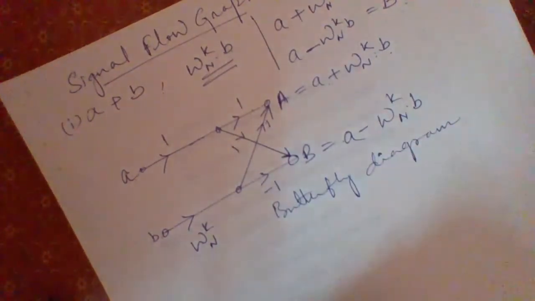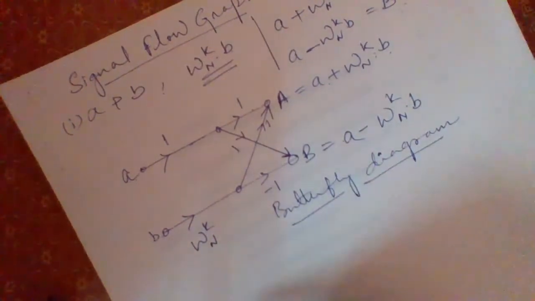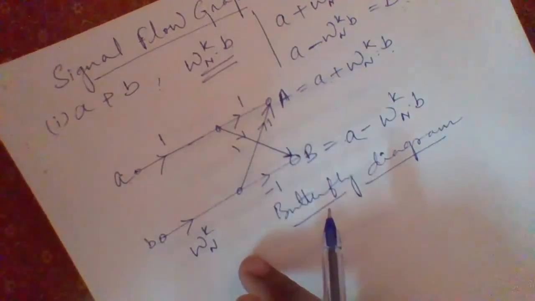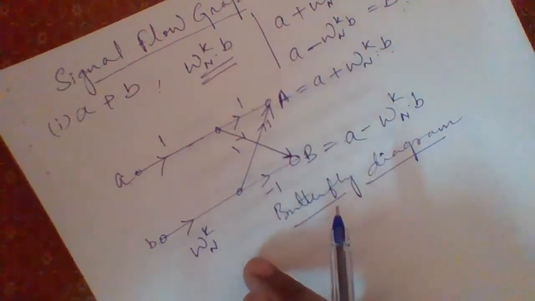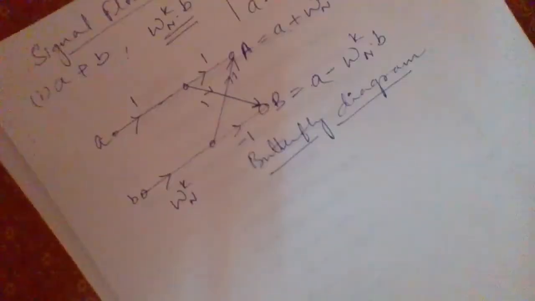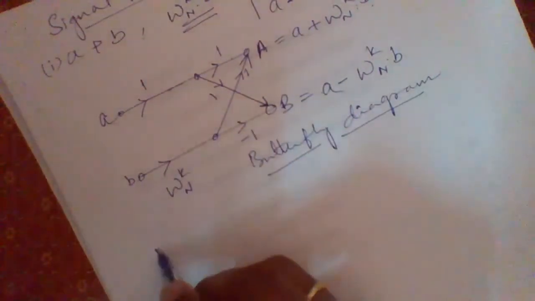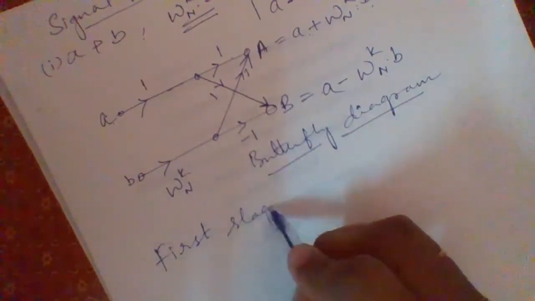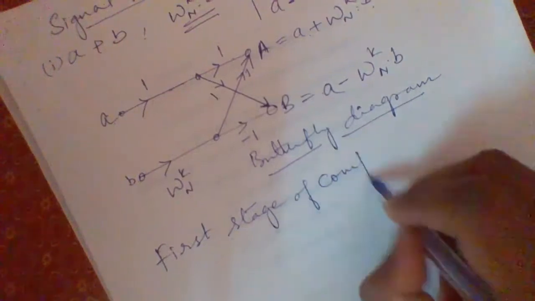Now in all the stages the same butterfly diagram will be written in a larger magnitude, that's all. So with this as a basic concept, we shall now try to write the butterfly diagrams or the signal flow graph for the individual stages. So let us first see the first stage of this computation.